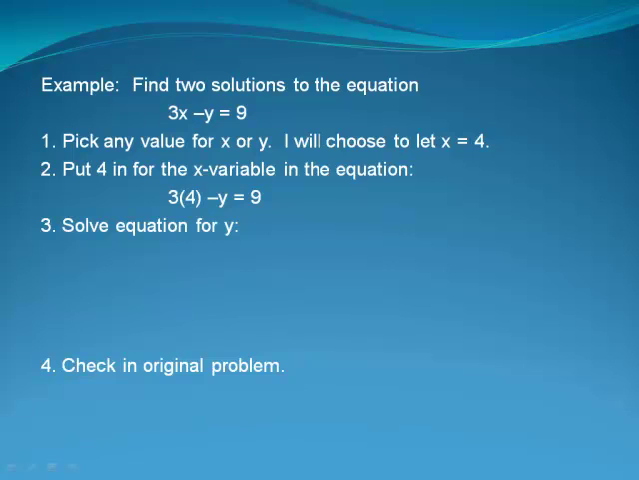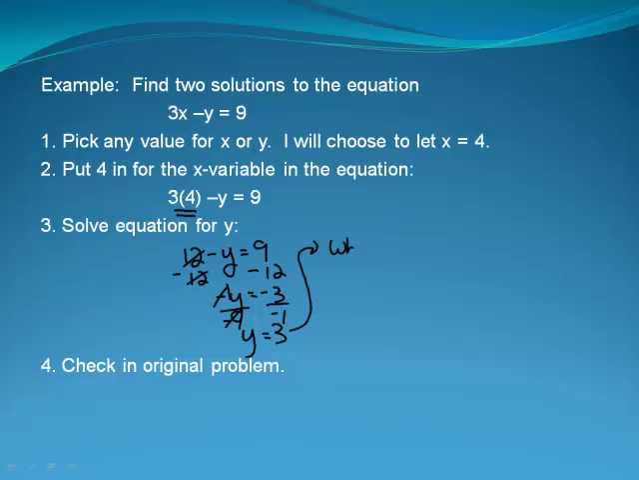Third step, solve the equation for y. So doing the multiplication on the left-hand side, we've got 12 minus y equals 9. Trying to solve for y, so we're going to subtract 12 from both sides. That's going to leave us with 0 minus y, or just negative y, is equal to 9 minus 12 is negative 3. And remember, that's an understood 1 in front of that y. So to get rid of that negative 1, we'll have to divide that out, both sides of the equation. And we find that y is equal to negative 3 divided by negative 1, which is a positive 3.